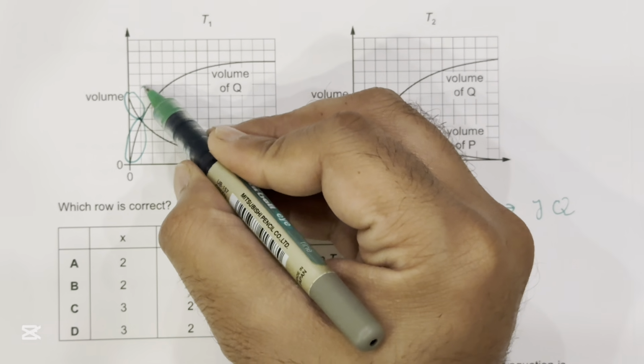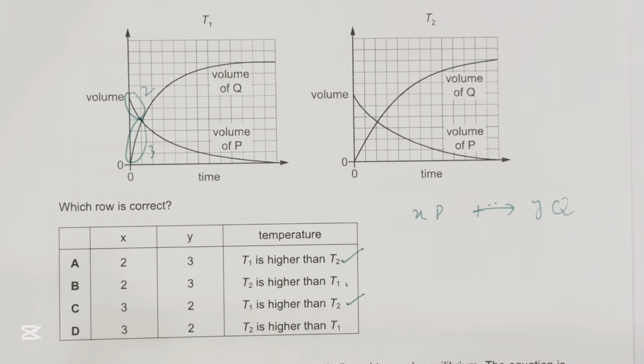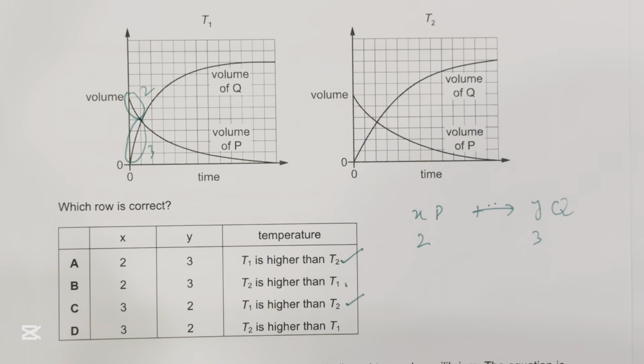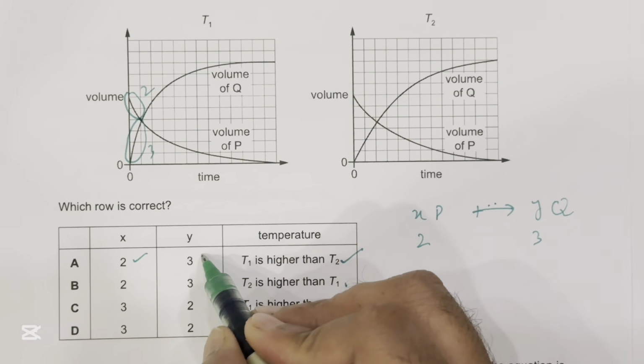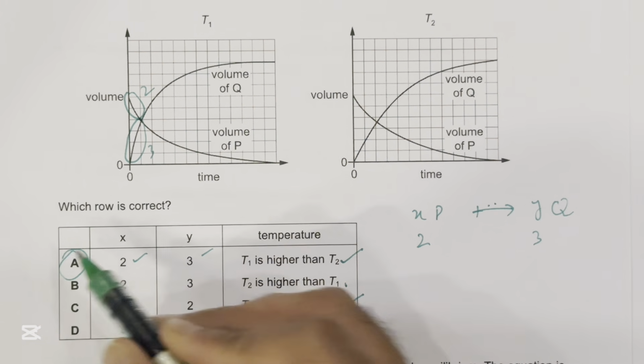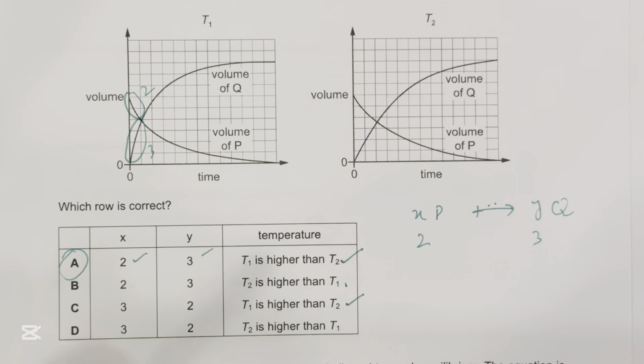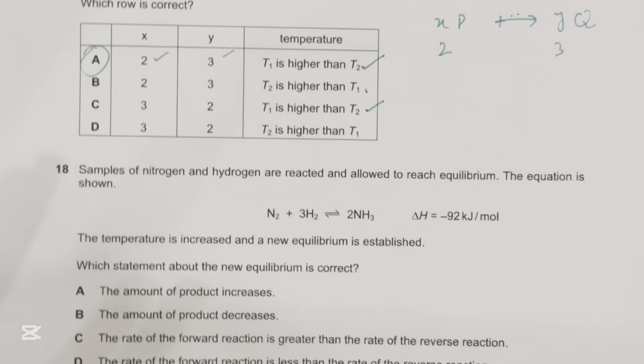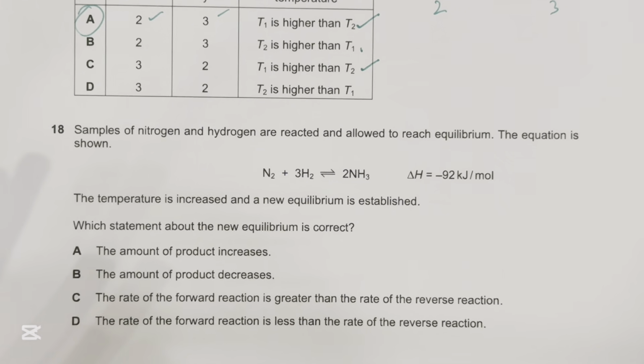So this would represent 2 or 3 because no other values are given. So that's why we select 2 over here and 3 over here. So option A is carrying such options. So option A is the right choice for question number 17. The volume of Q is 1.5 times the volume of P that decomposed, or you can simply explain the way I have shown. Okay, moving to question number 18.